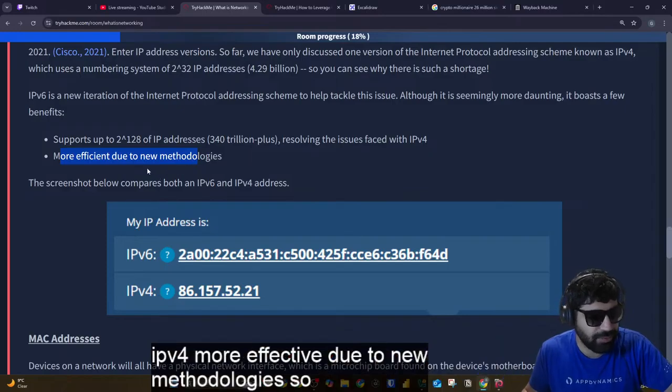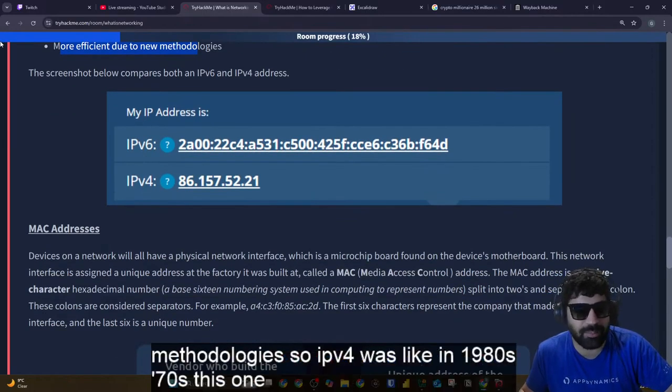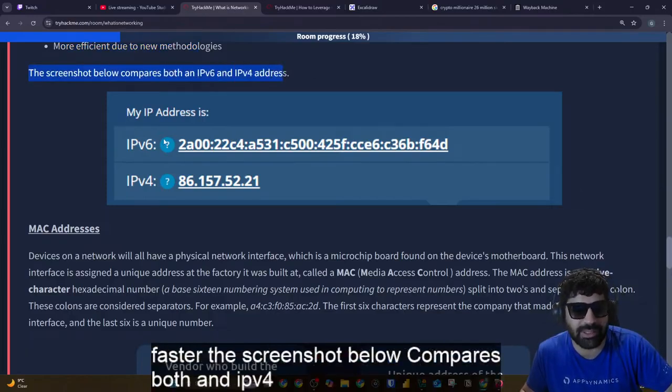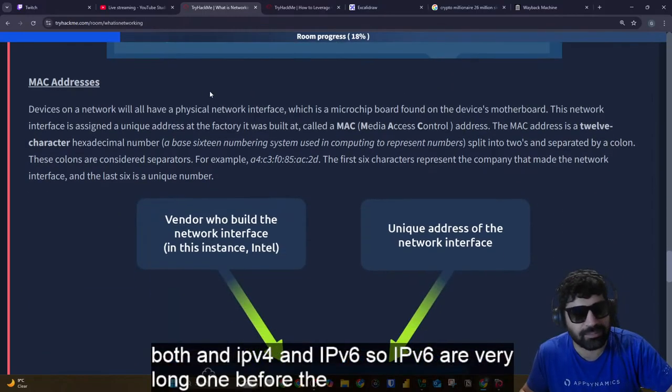IPv4 was from the 70s, 80s. This one is way newer and faster. The screenshot below compares both IPv4 and IPv6. So IPv6 is a very long one, and IPv4 is the way I taught you.